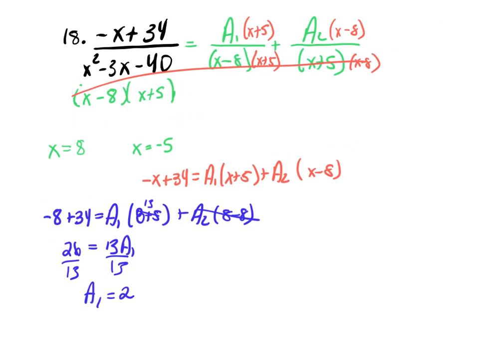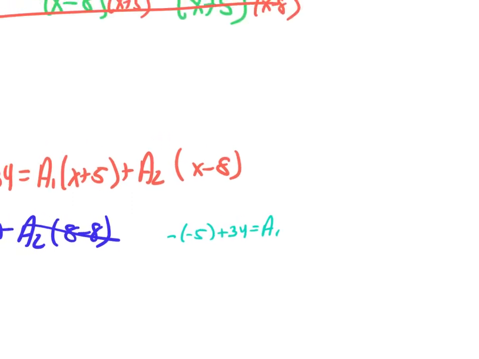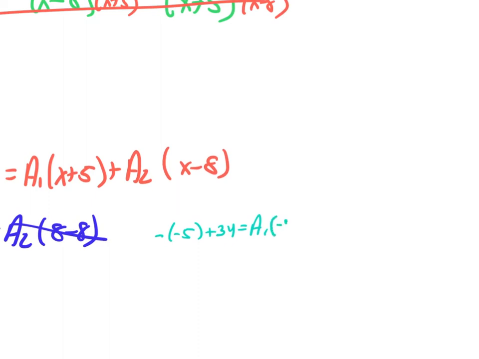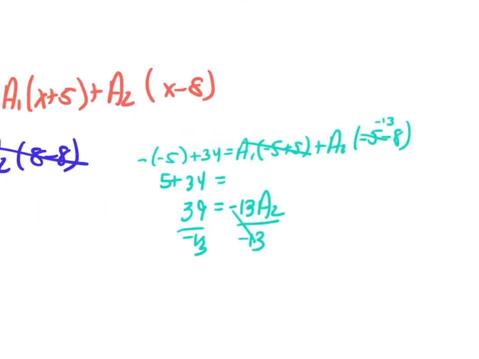Now I'm going to do the exact same thing. I'm going to solve over here, and I'm going to plug in negative 5. So I have negative 5 plus 34 equals a sub 1, negative 5 plus 5, plus a sub 2 times negative 5 minus 8. So 5 plus 34 gives me 39 over here. My 5 and negative 5 cancel out, and this is negative 13, so I have negative 13 a sub 2. Divide by negative 13, and I get that a sub 2 equals negative 3.